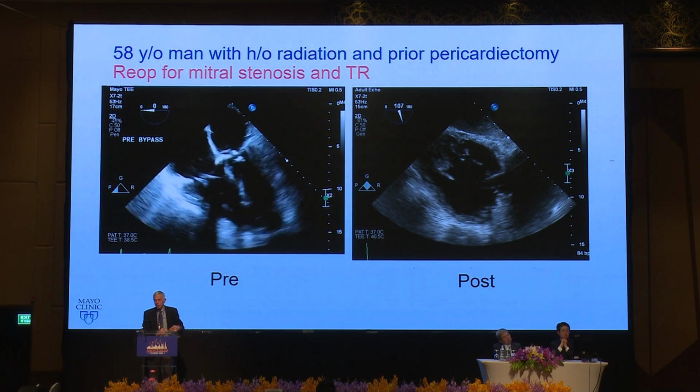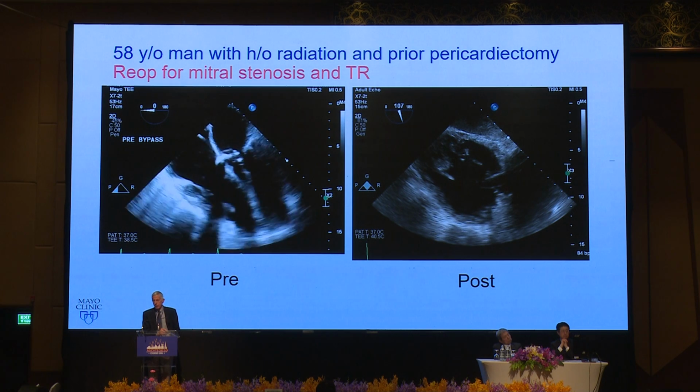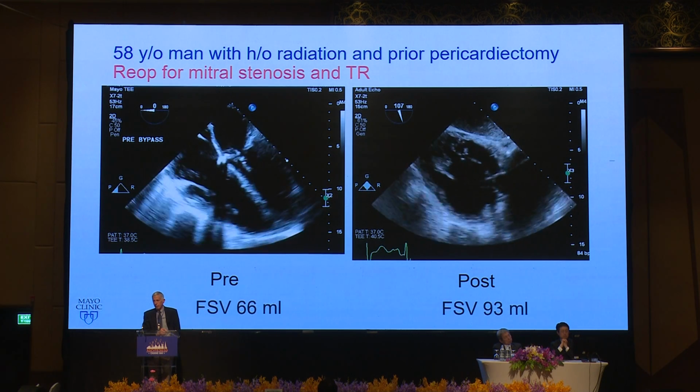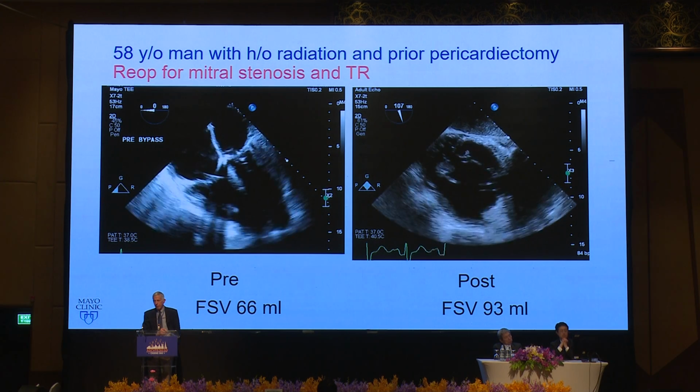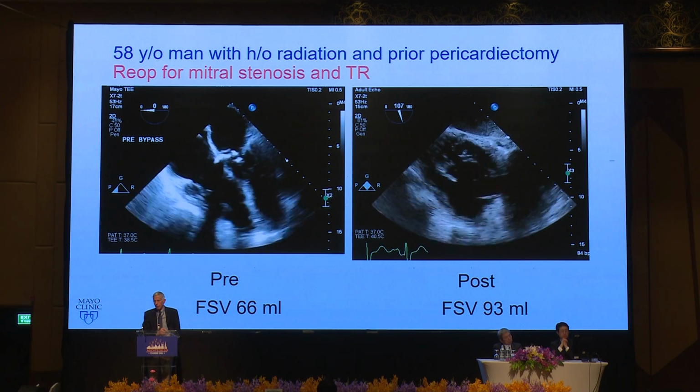So to get back to those two patients that I showed you earlier, this is the preoperative right ventricular, this is the preoperative RV function. The stroke volume was 66.